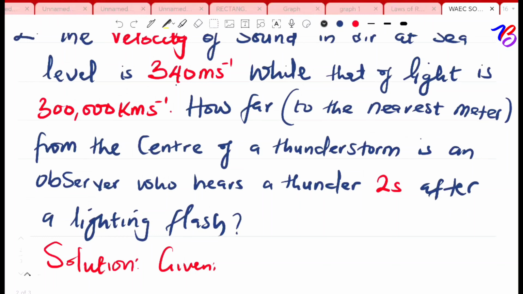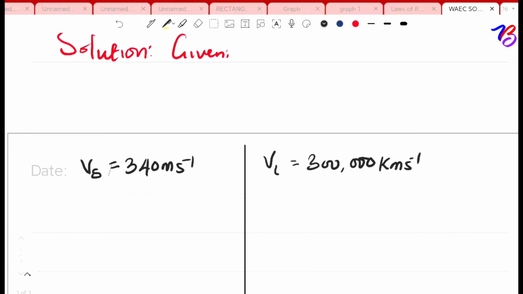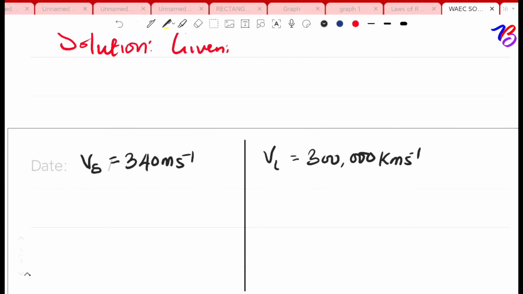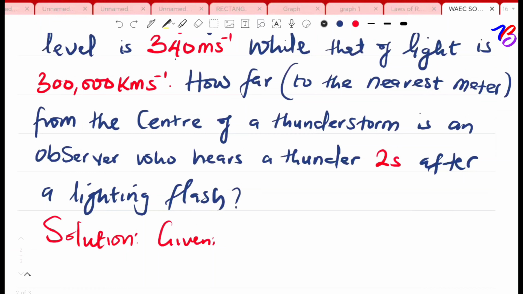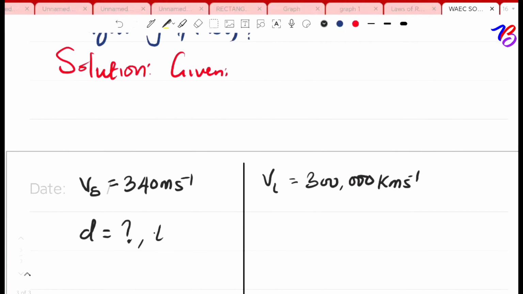Then what again is given? If you observe from this question, it reads how far. How far is talking about distance, which is wavelength in other terms. So our distance here is unknown. The time is given, the time to hear the sound of the thunder. So our T is 2 seconds.